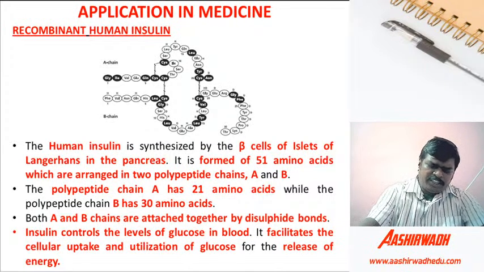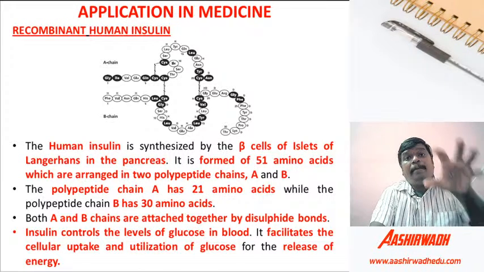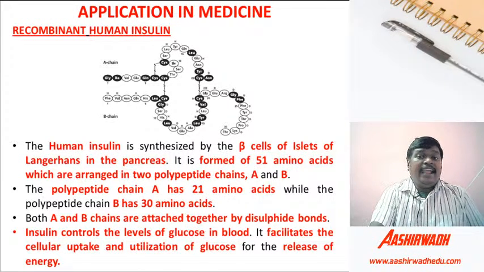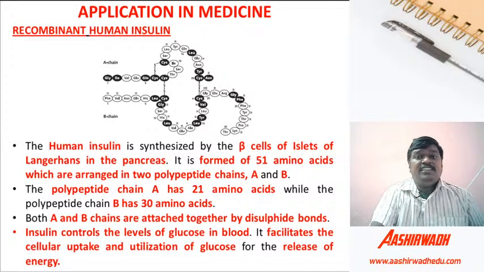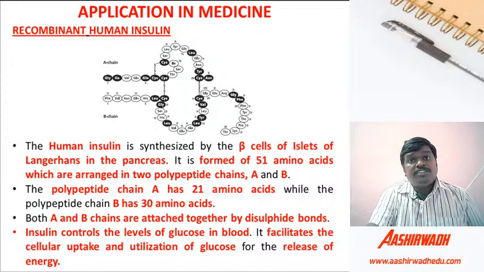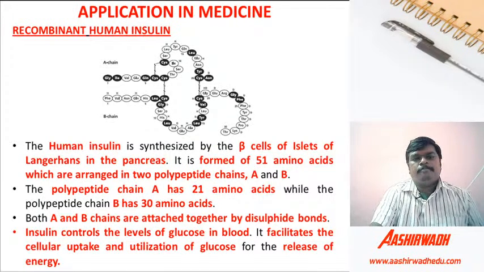Insulin is a hormone that is produced from the pancreas. The pancreas has patches of cells called islets of Langerhans. In the islets of Langerhans, there are 3 types of cells. The beta cells of the islets of Langerhans, which are in the pancreas, produce the human insulin.